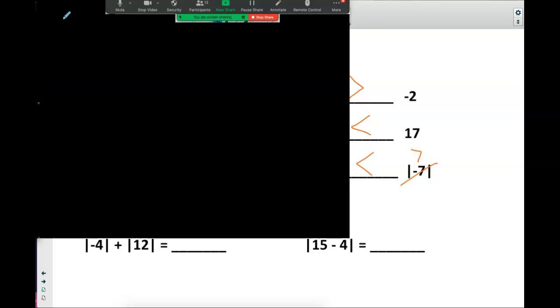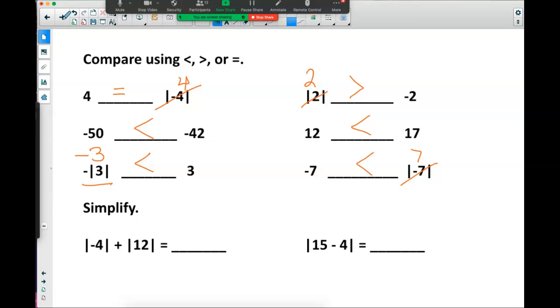Questions there? Okay, if you're asked to simplify an expression that has absolute value, pretty simple. I ask you to simplify this expression. Well, what's the absolute value of negative 4? 4. And what's the absolute value of 12? 12, because remember, absolute value is always positive. 4 plus 12 is 16. So you're not going to be adding any negative numbers here because it's always going to be positive.